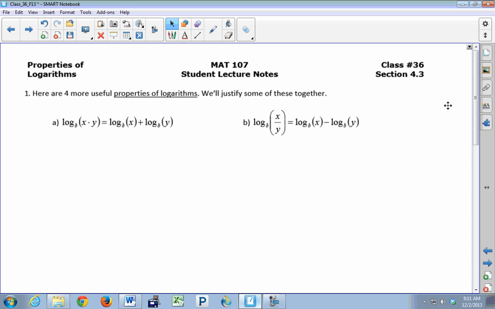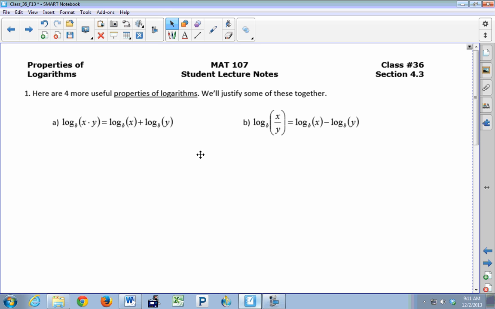So if you think back to your exponent properties, when you're multiplying with the same base, you add your exponents. And that's what this says. If you have a product and you're trying to simplify it, you take the log base b of x and you add it to log base b of y. So what I'd like to do now is show you a little proof for those of you who like to see how these things work, okay?